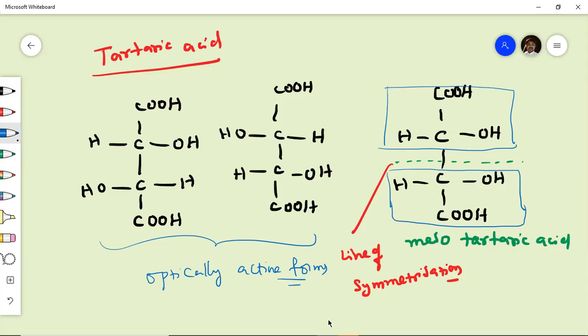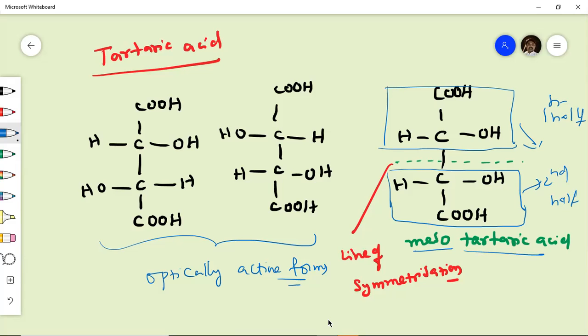You can observe that 50% of this structure is a mirror image of the other 50%. So they are superimposable on each other. Assume this is the first half and this is the second half. Both will undergo superimposability. So mirror images. That means optical inactivity is developed within the molecule in this mesotartaric acid.